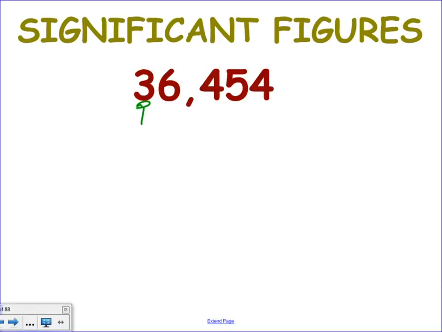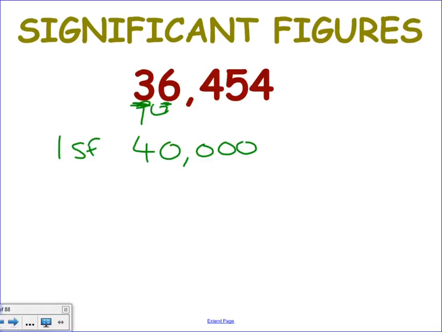So if I said to you, round that number to one significant figure, what am I interested in? The 3. And what is my decision to round up or down based on? Good. So it's based on the 6. So where would I go from 3? And then I'd substitute everything else with zeros. So that's one significant figure.